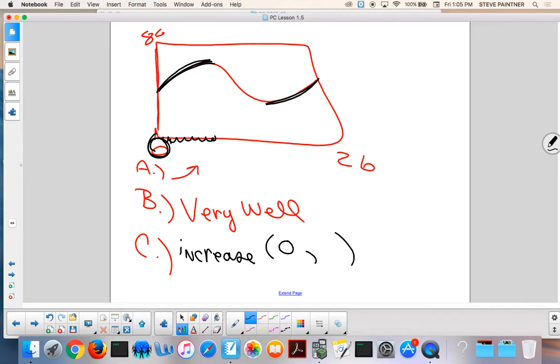Right there. What's right there? You better know your maximum. Your maximum was 6 something. 64, okay. But all you care about when you say when is it increasing are the x values. 0 to 6. Okay?